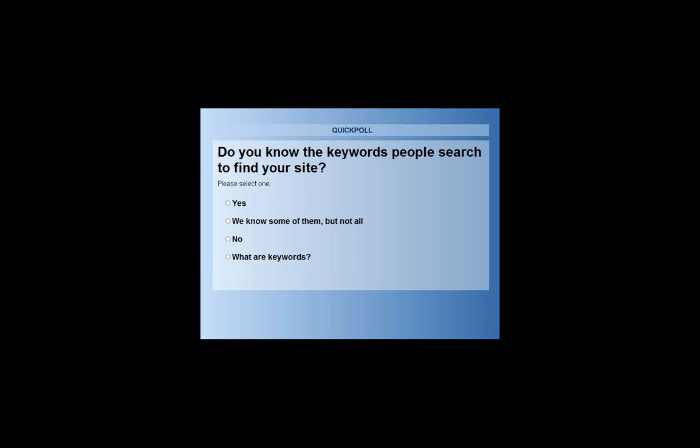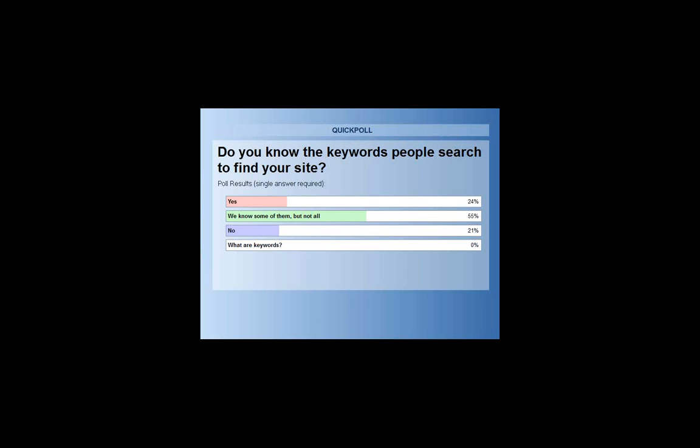All right. Let's get the results up here. It looks like everybody's had a chance to respond. So 55% of you, the majority, said that we know some of them, but not all. 24% said that you know which keywords people are using, and 21% said that no, you do not. So it looks like there's kind of a mix there in terms of what people are finding with their keywords. Big variety.